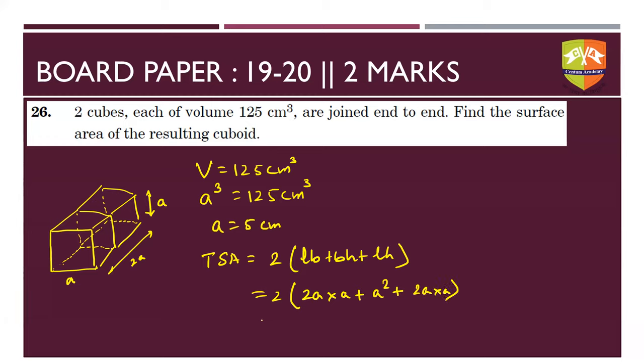So see, I'm not writing any values. I'm just keeping the variables as they are. So 2A square plus A square plus 2A square is 5A square. So 5 into 2, 10A square. This is how I will write. So 10 into 5 square is equal to 250 centimeter square.